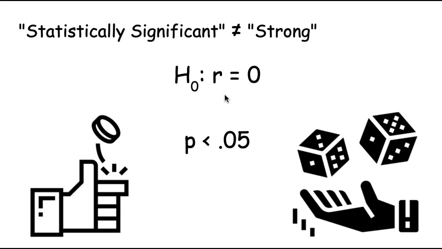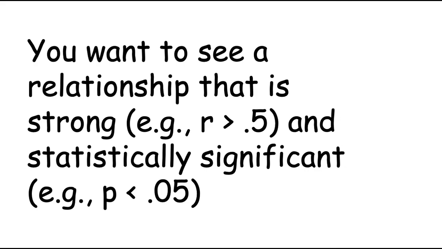So if it's less than 5% chance you would have seen that data if there was actually no relationship between them, we call that statistically significant. But that doesn't mean that the relationship is strong. What you want to see is a high correlation value, right? So something that's greater than 0.5 or less than -0.5 and statistically significant. That combination together tells you that this is a relationship that is actually strong and may be clinically significant.